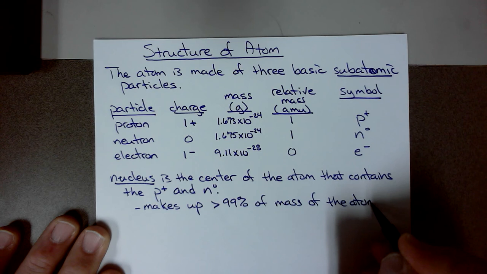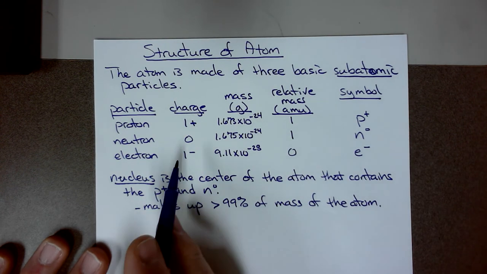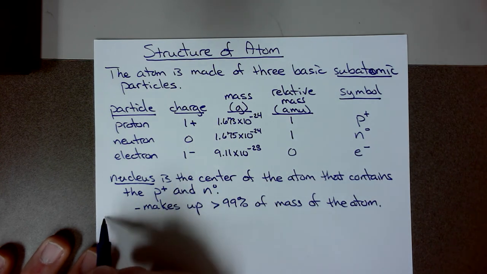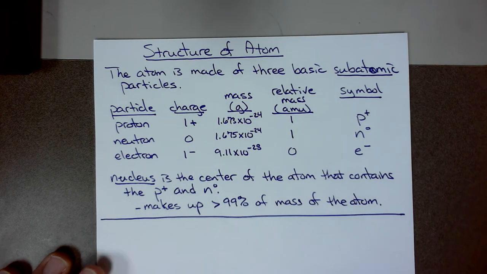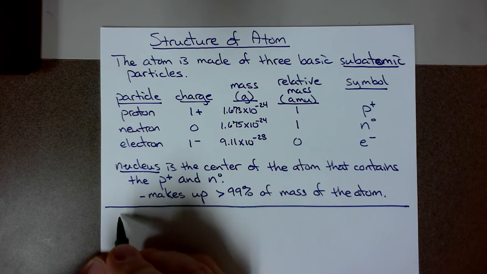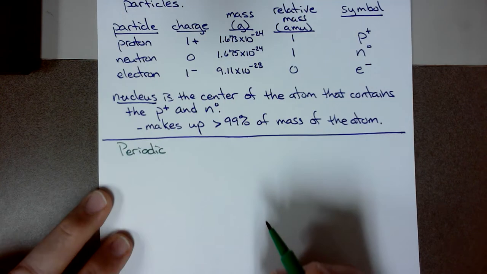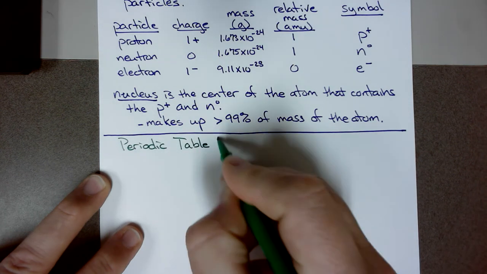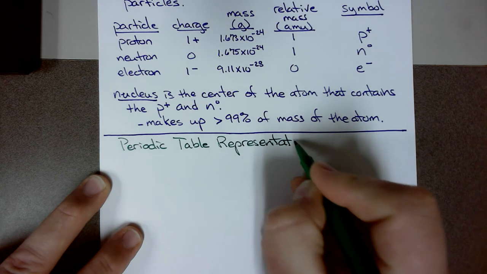Okay, so now that we know some of the characteristics or properties of the subatomic particles in the atom and where they are found, let's discuss the periodic table representation of the elements.